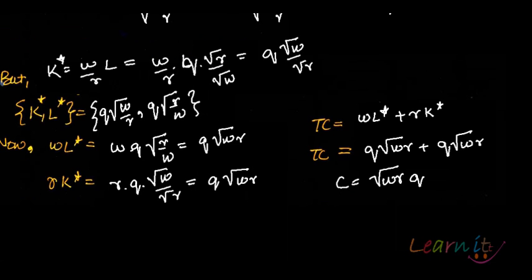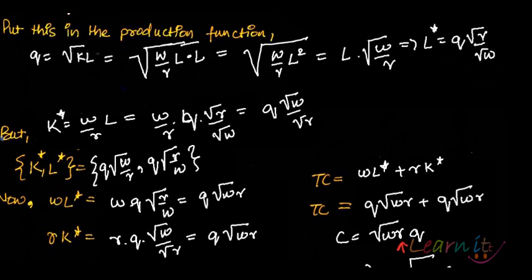So what you have found out, that your cost function is dependent upon W here. It is dependent upon R here. Okay, and it is dependent upon Q here. Okay, so it is root of WRQ. So this is your cost function.